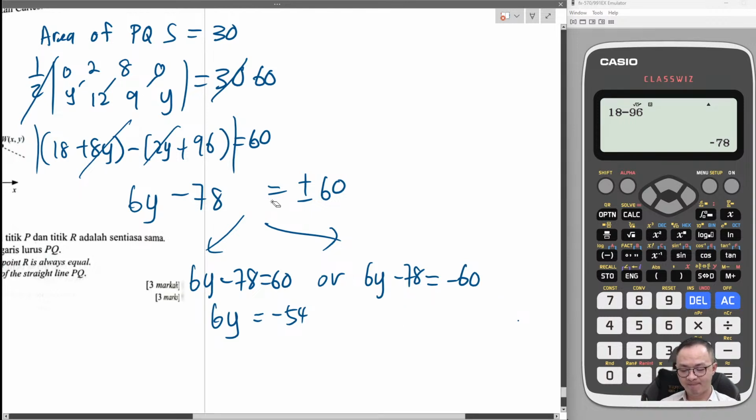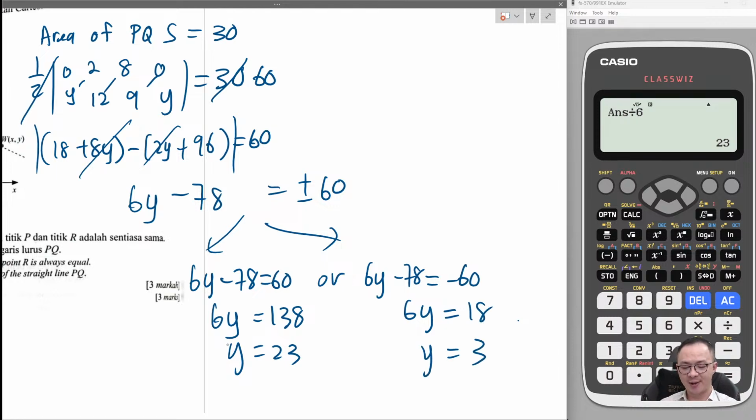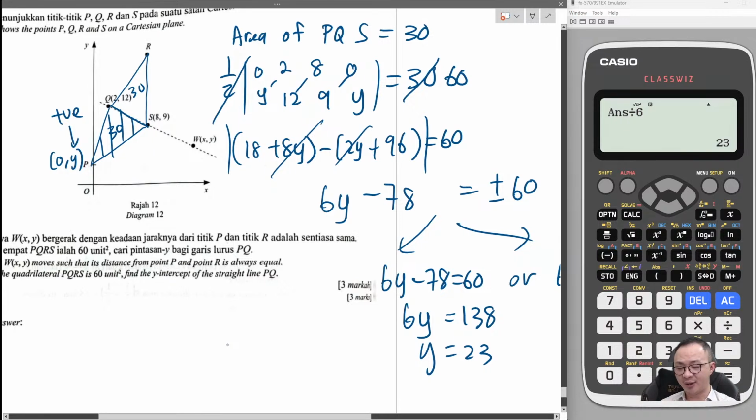Okay, do again. I think this value is a bit too big. 60 plus 78, we get 138. And then divided by 6. Y is 23. This one, we get 18. Y is 3.